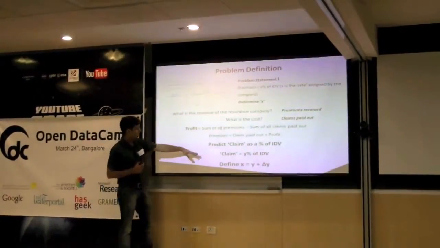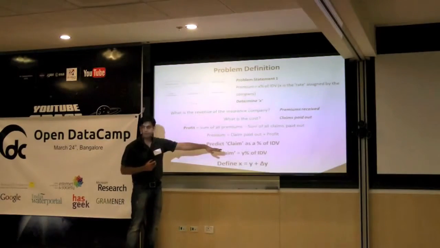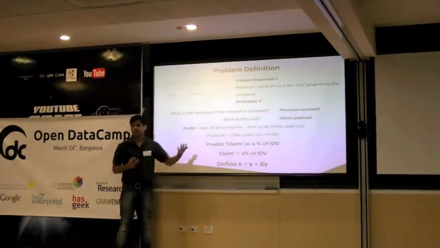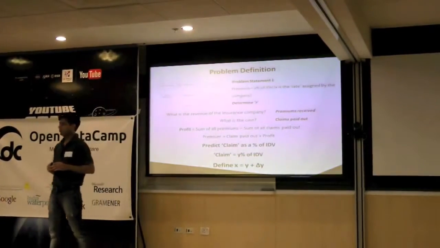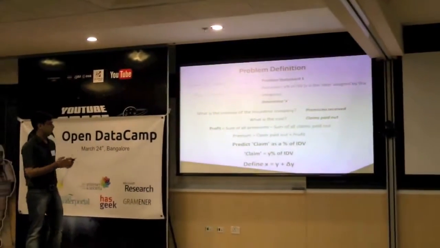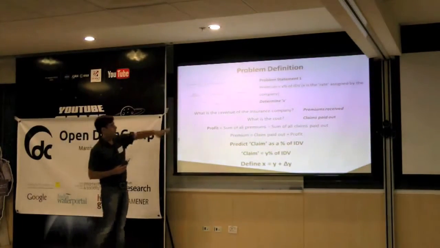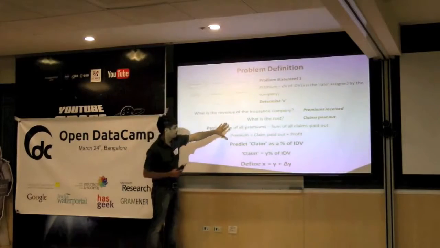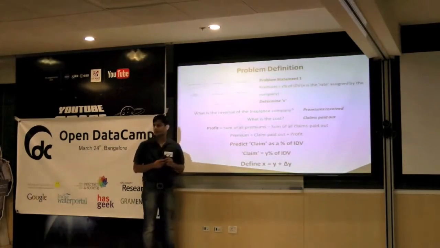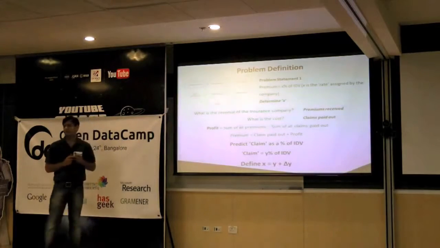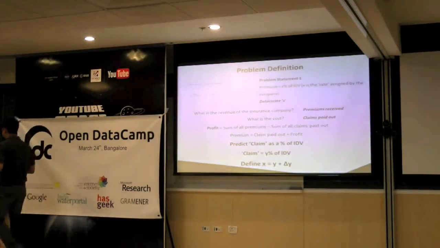And once we've defined claim as Y percentage of IDV, then there's a delta that we can add to it. That's a business decision on what amount of profit they want to keep, and we can decide on X, right? So given the problem that the business had, this is how we converted it into an analytical problem. So now the goal of our exercise is to predict claim as a percentage of IDV.